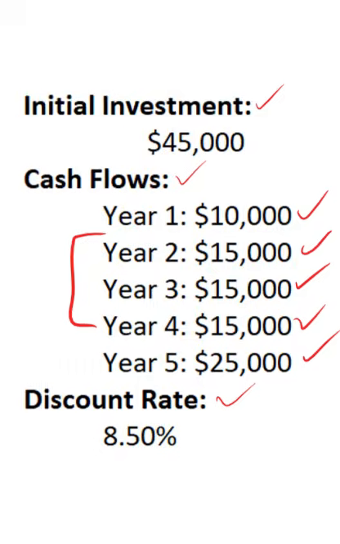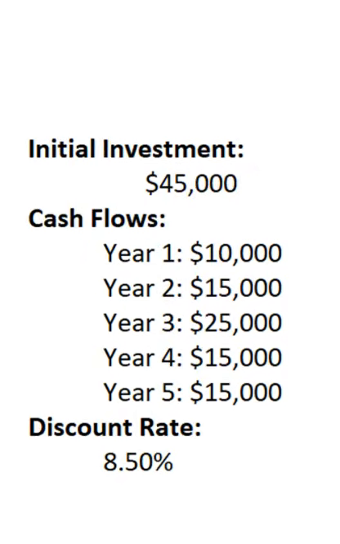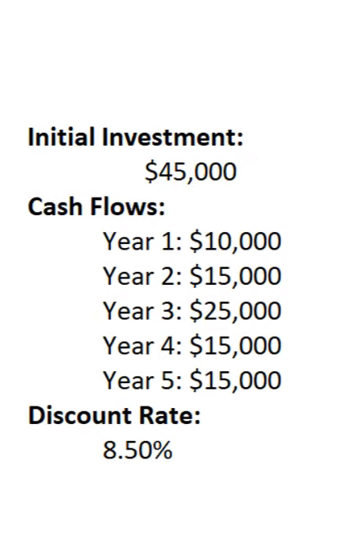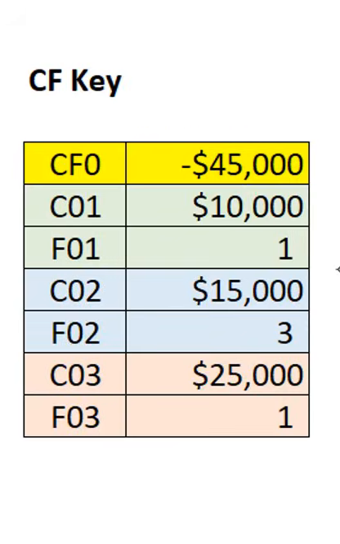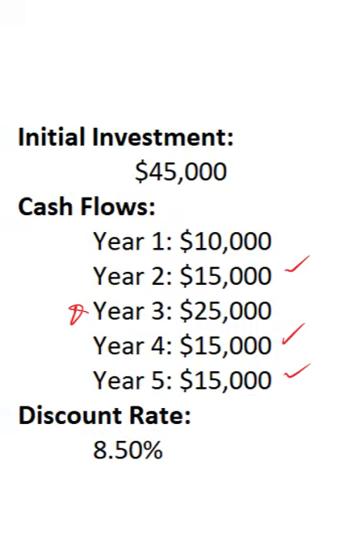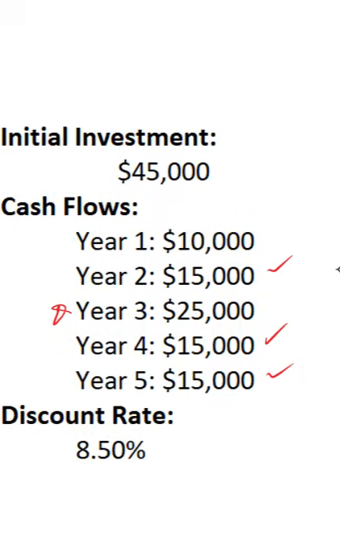Now, the only thing I want to caution you is if you have this situation where the 15,000 is separated by this $25,000 here, then you could no longer use this. Remember, they must show up one after another. You could, however, notice that these show up consecutively 2 times. You could use it when you're entering C04 and the frequency would just be 2.